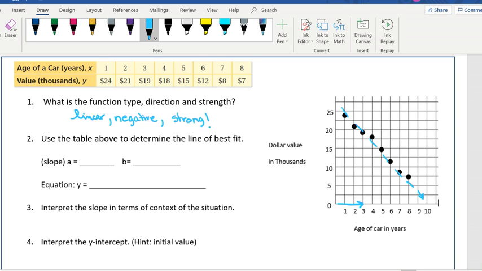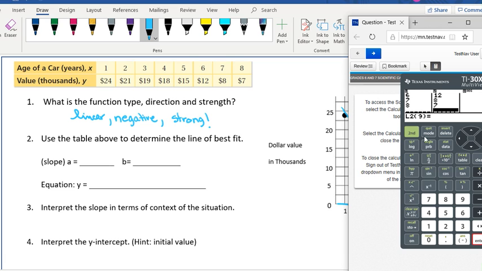So use the table to determine the line of best fit. What I have done is I've put this into the calculator and I'm going to go second data, two variable stats, enter, enter, enter. And then I can see a whole lot of stuff, but I'm looking for the little a, the little b, there it is, and the r. So right here, this is what I'm looking for.